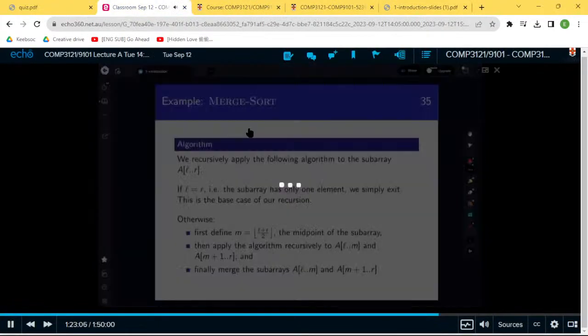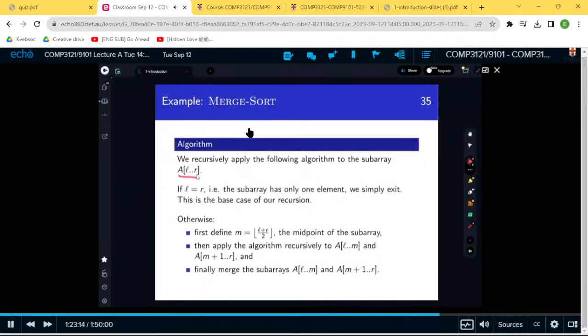So we need to sort an array of integers. Let's say the first index is L, the last index is R. If our array has size 1, then there's nothing to do. This is basically the base case of our recursion. Otherwise, we split the array into halves. So we select this index M, that's roughly the midpoint of our array. Then we apply the algorithm recursively to the left and to the right. Once we have sorted these two arrays recursively, we merge them in order to obtain a sorted array from index L to R.